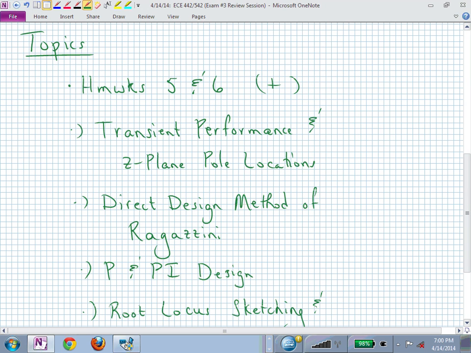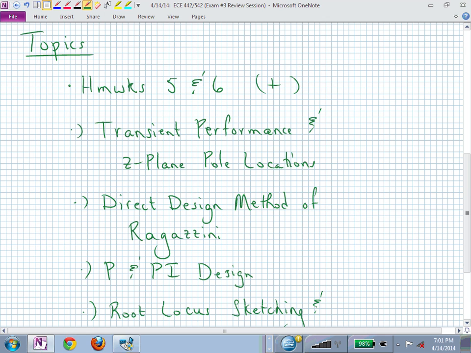Topic-wise, for exam number 3, we have homeworks 5 and 6, plus what we talked about in today's class. That's okay to be on the exam. It is new. It's rules 4 and 5, but I think that just helps you feel better about these root locus diagrams. It helps you sketch those a little bit more effectively. And we talked about how to find different points, different locations with the gains. That's valid stuff for exam number 3.